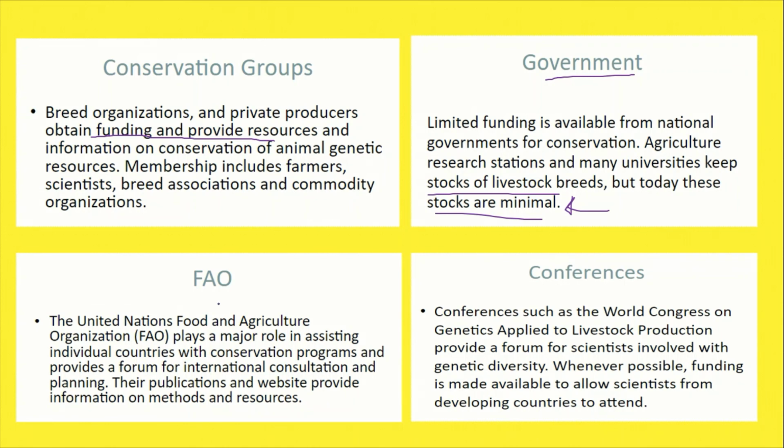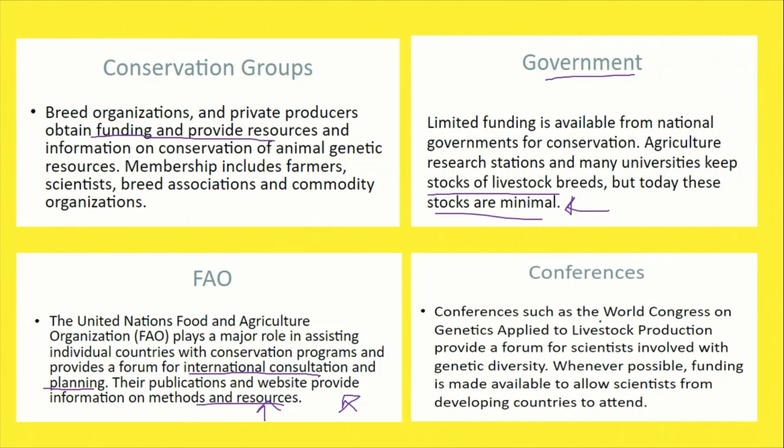We have what we call FAO, for food and agriculture. The United Nations plays a major role in assisting individual countries with conservation programs and provides a forum for international consultation and planning. And of course, even their website will provide a lot of information and methods and resources, how to conserve, what are the best practices that can be undertaken by nations, what other people elsewhere are doing, because we keep learning from each other.